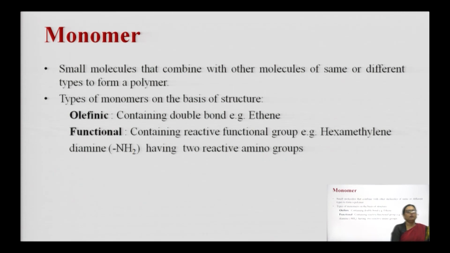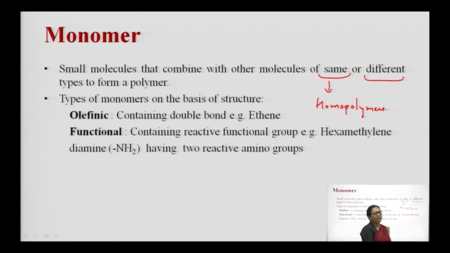Now, the monomer, the constituting unit of the polymer, has been defined as small molecules or building blocks that combine with other small molecules of the same or different type to form a polymer. The important words here are same or different types. That is, the monomer units constituting a polymer may be the same or identical. When they are the same, they lead to what are called homopolymers.